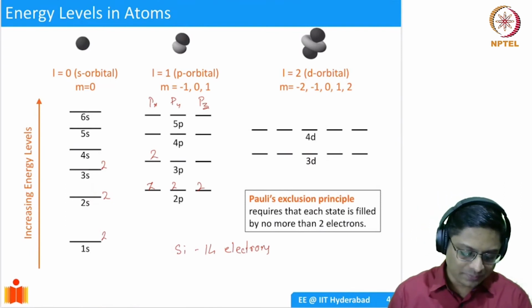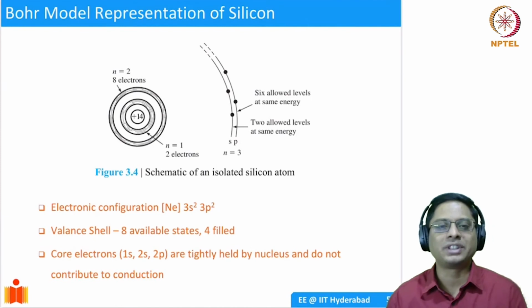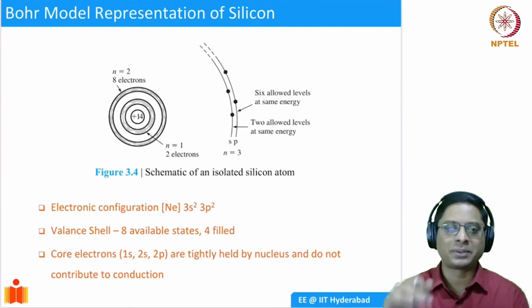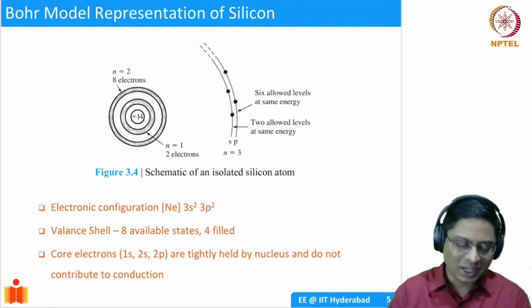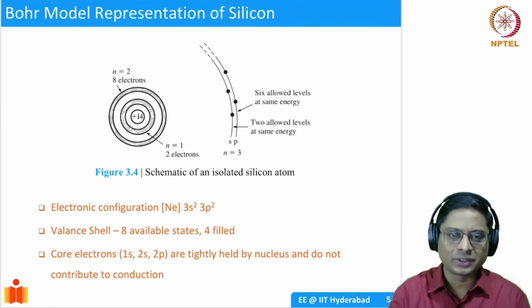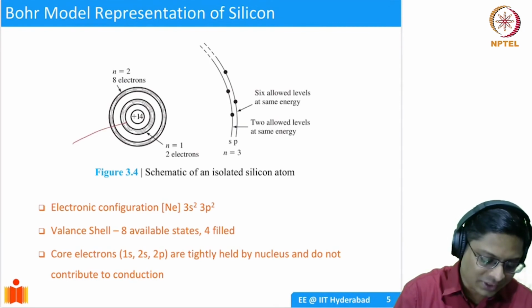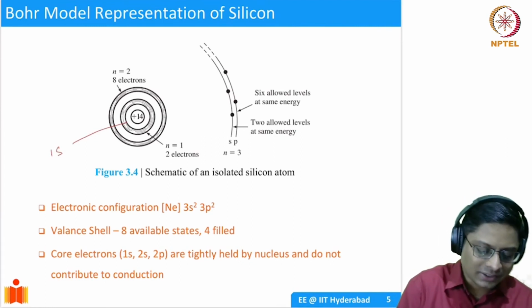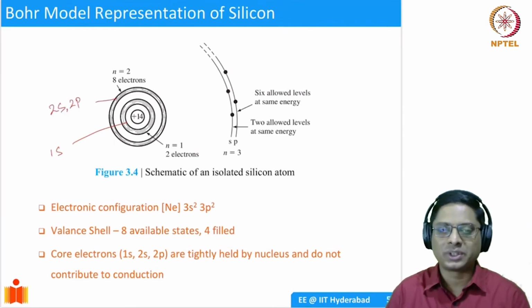So now you could also think about it in Bohr's picture, in a Bohr model kind of representation. This is how it looks. The previous case was an energy level representation. This is a physical representation. In a silicon atom, you have the nucleus, which has the protons, so plus 14 charge, and you have the first shell consisting of 1s. First shell means n equal to 1, so 1s. It has 2 electrons, okay? And the second shell consists of 2s and 2p, which has in total 8 electrons, because 2s has 2 and 2p has in total 6 electrons, so 8 electrons in this.